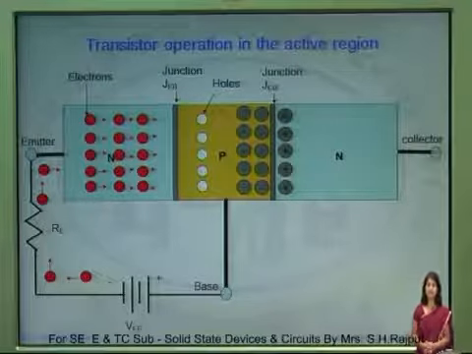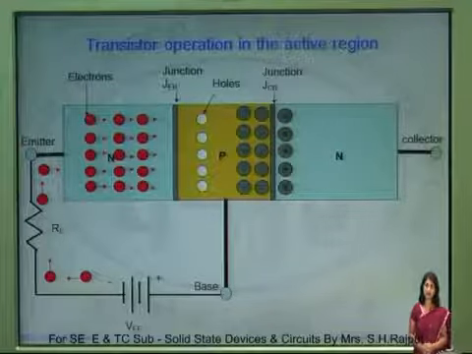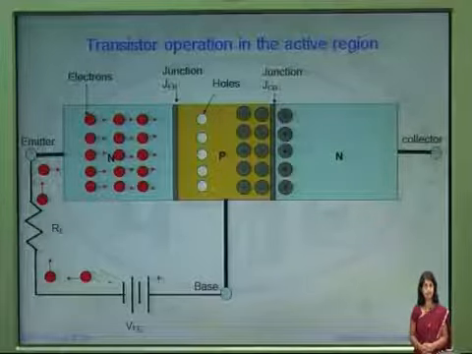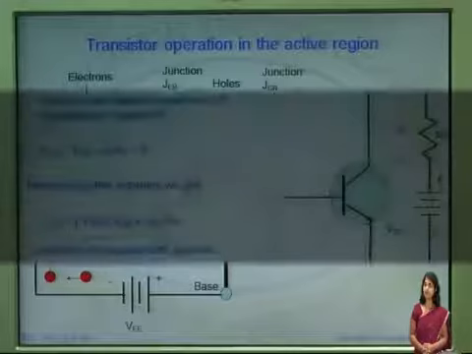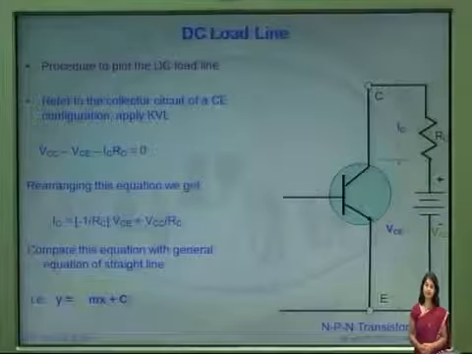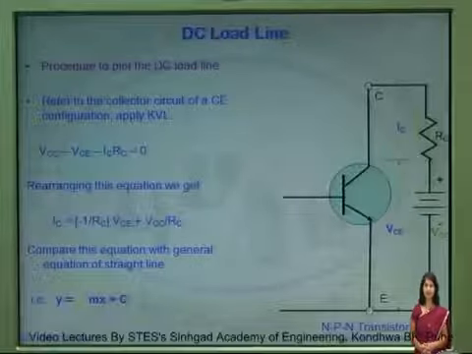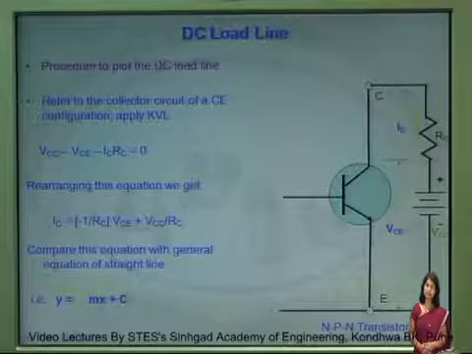In this diagram, the direction of the conventional current is shown. Conventional current always flows from the higher potential to the lower potential of the battery supply, as shown here. Now let's start with the concept of the DC load line. There is one procedure to plot the DC load line.